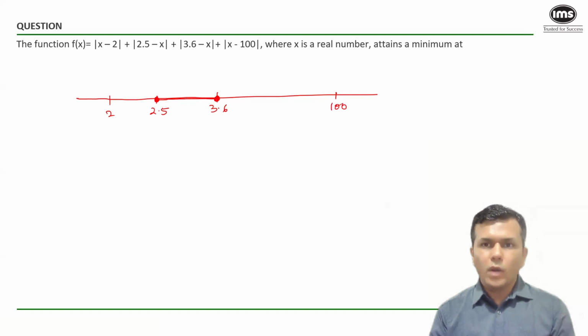Now, this holds true for any even number of modulus. Let's say you have 4 modulus, maybe 6, 8. In any case, you have to find out the 2 middle values, and x can range anywhere from the first one to the next middle value. And the summation of all the modulus will be minimum for that entire range of x.